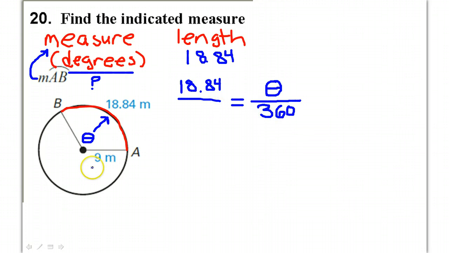9 is the radius. We will use it to help us because what normally goes here is what? What do we usually put here? Hopefully you were just saying circumference. The whole, part over whole. The whole is the circumference. So we use the radius to find the circumference. So that's what we're going to do.